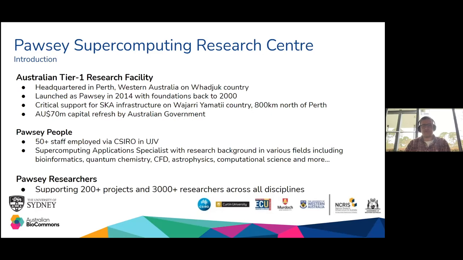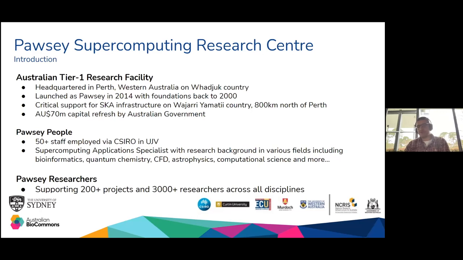Pawsey is an unincorporated joint venture between four Western Australian universities and CSIRO. We are supported by the Australian government and also the state government. I want to say that the most important resource that we do provide is actually the support of our staff. We have 50 plus staff employed at Pawsey. In the supercomputing applications team, we have specialists with research backgrounds, most of them with PhDs in various fields, including bioinformatics, but also quantum chemistry, computational fluid dynamics, astrophysics, computational science, and more.